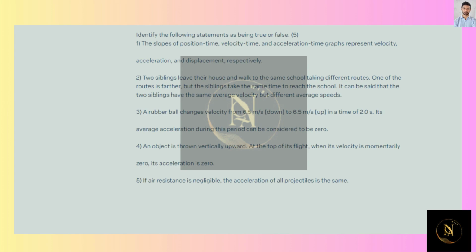So we are told the slopes of the position-time, velocity-time, and acceleration-time graphs represent velocity, acceleration, and displacement respectively. For velocity and acceleration, that is going to be true. That is the slope of the position-time and the velocity-time graphs respectively. But displacement is not going to be correct in this case. So this would be false.